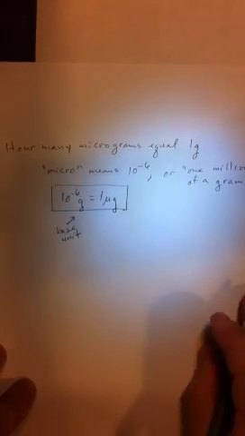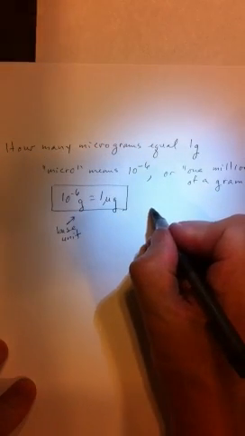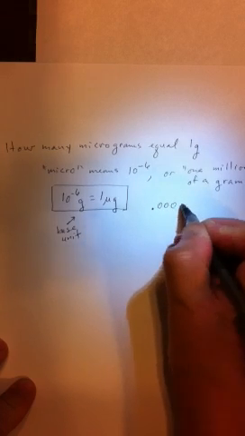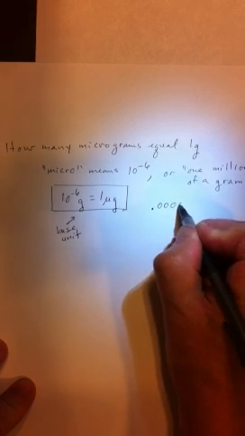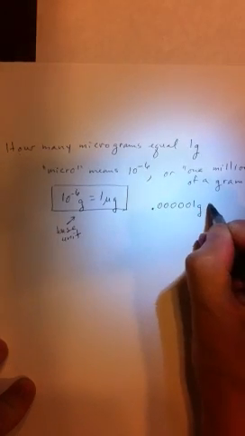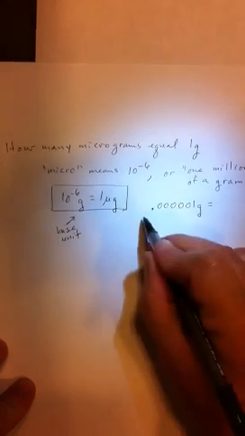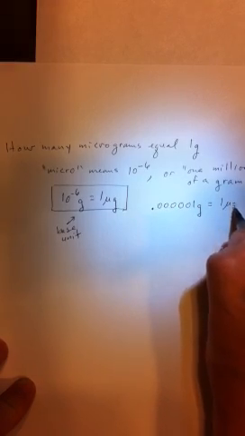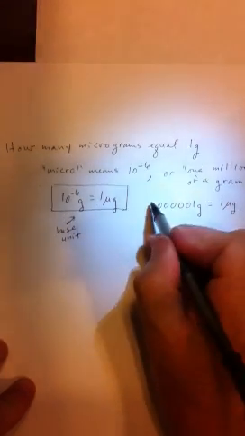You might have also chosen to write this in standard form. 1/1,000,000th would be 0.000001 of a gram. So there are 1/1,000,000th of a gram in 1 microgram. Micrograms are very, very small.